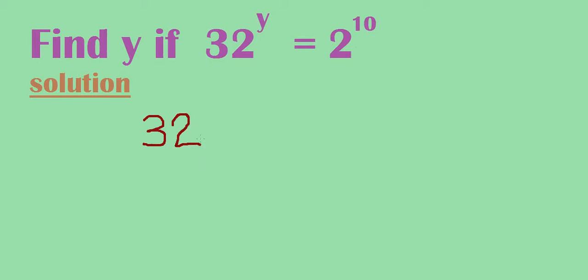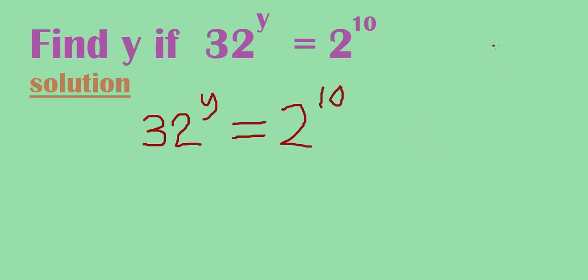32 power y itself then equals 2 raised to power 10. So the first thing to do is to see that on the right hand side we have already simplified; 2 power 10 is fair enough for us to continue, but 32 needs to be simplified by prime factorization.